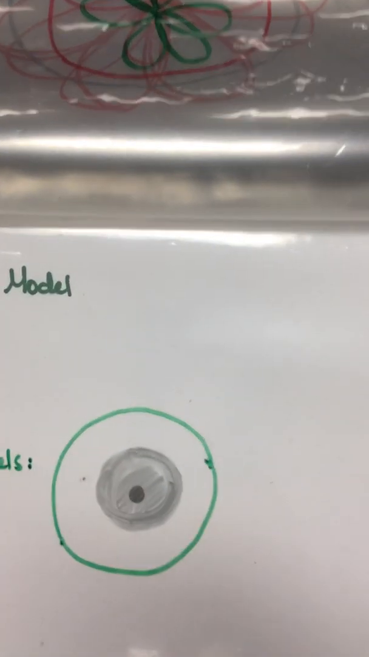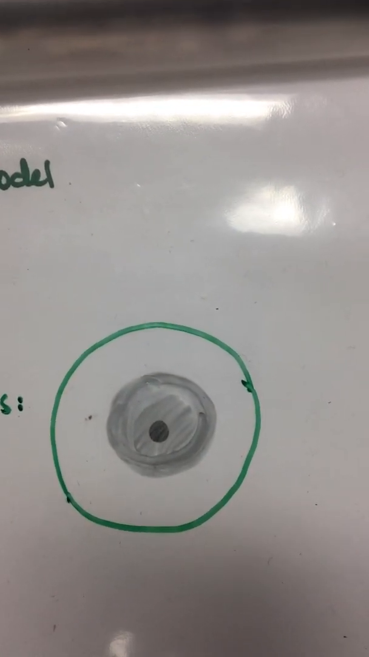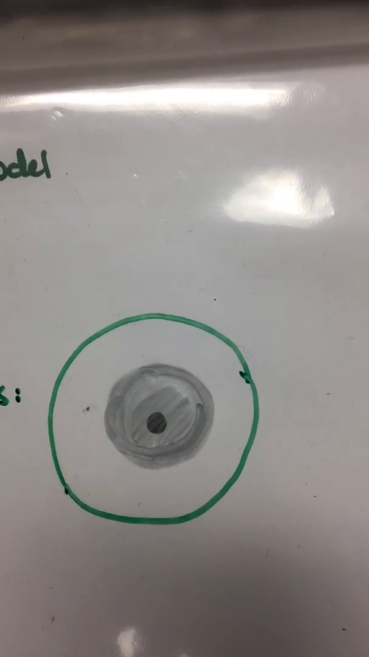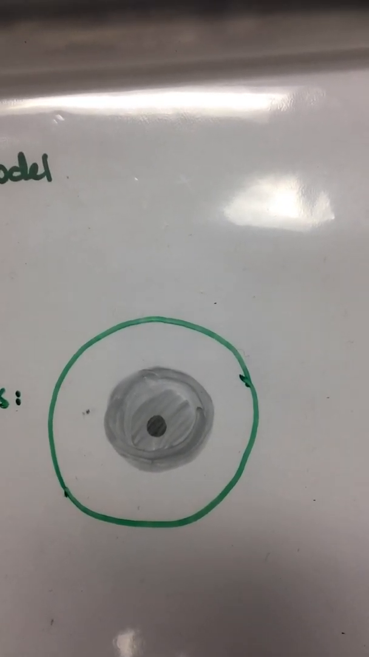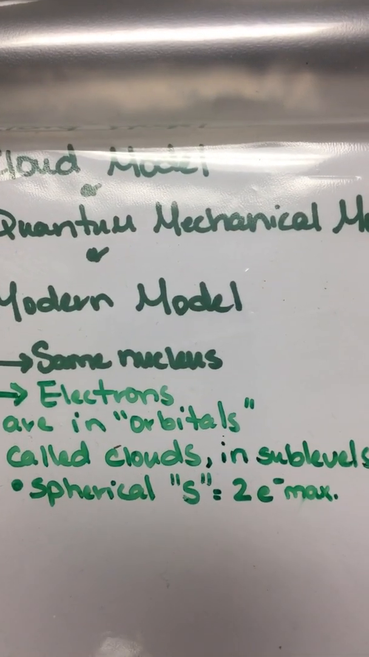Let's look at the second energy level. The second energy level has 2 sublevels. The first one is an S. We can see again, this is spherical. S sublevels are always spherical. There's only 1 orbital. They can hold 2 electrons. Again, the same rule applies here.